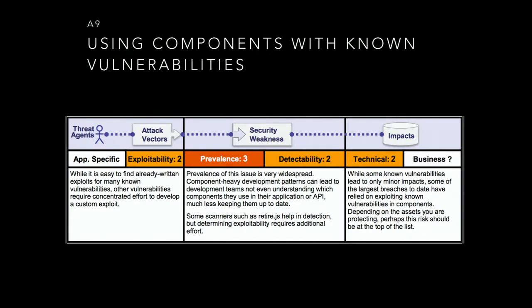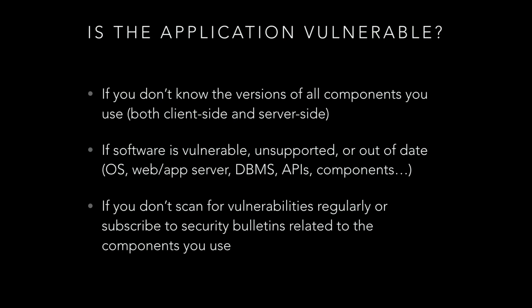So A9 is using components with known vulnerabilities. The exploitability is usually medium because you need to be a little bit skilled to craft a custom exploit. The detectability could be quite easy with some tools that I'm going to introduce later on. The impact is actually quite random, but it could be high, and I have a couple of examples to share with you.